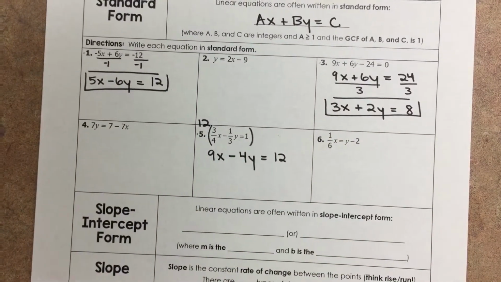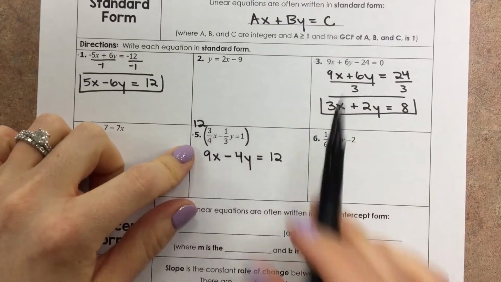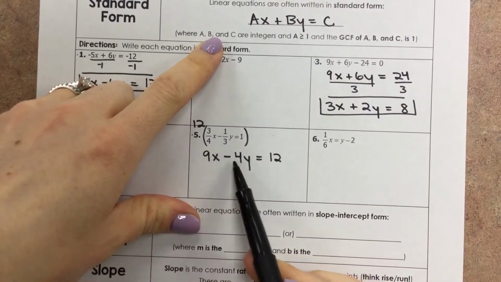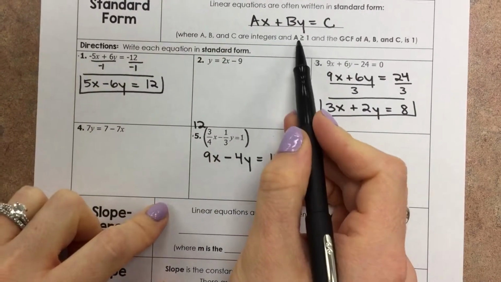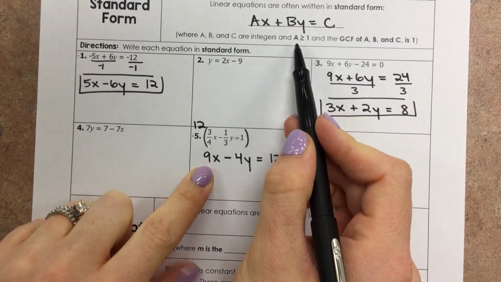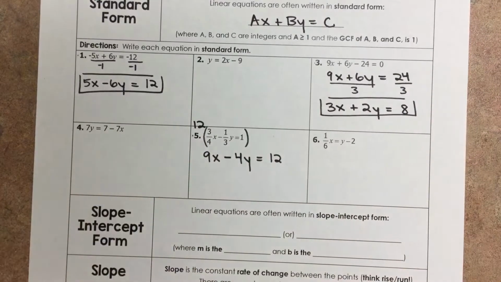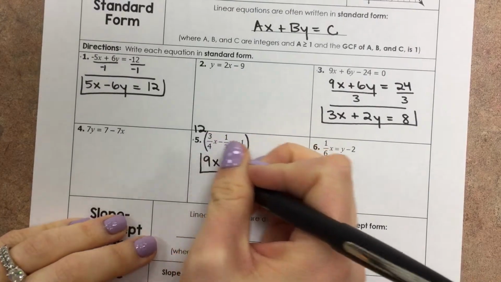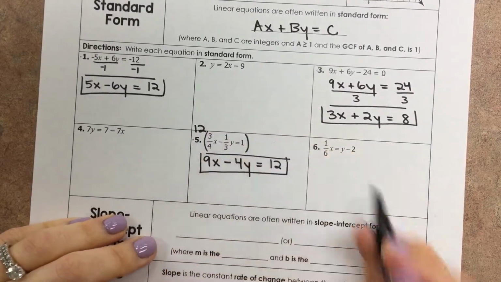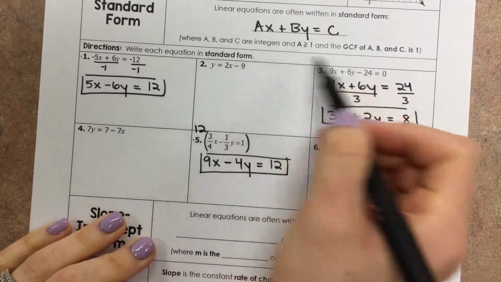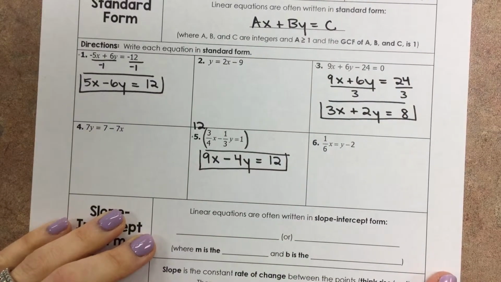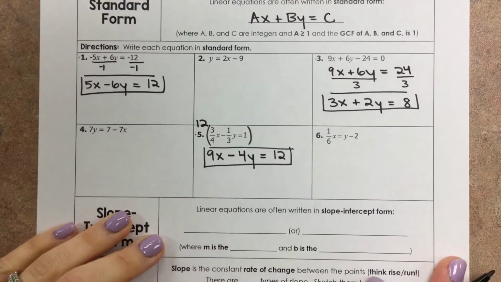Okay, so let's go back to our rules. Still in the right order, I didn't change the order at all. Now these are integers, 9, -4, 12. This leading term is supposed to be positive, which it is, and the GCF, so 9, 4, and 12, they don't have anything in common, so there's nothing else that I could divide out like I did with number 3. So this is our final answer here. So I kind of saw an example of everything that we would need to fix here, so you guys could work on some of those standard form examples.